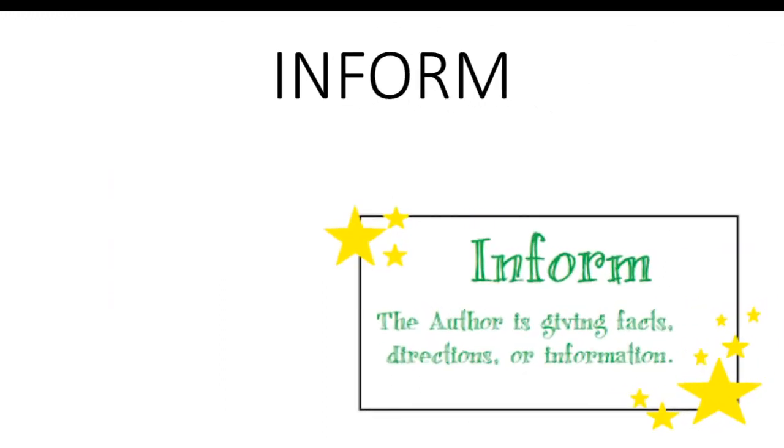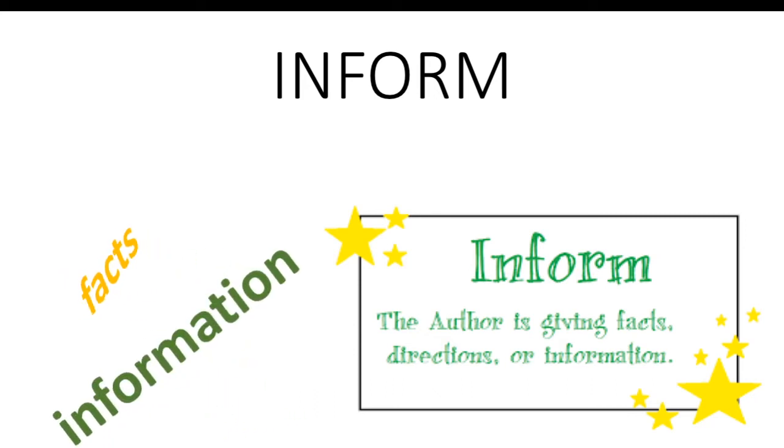Inform is another reason why the authors write the story. Like we had a story, Life Cycle of a Pumpkin. That was the story that was informing us. It has lots of information and lots of facts. When the author is providing us with lots of information and lots of facts in the story, he is writing the story to inform us. From stories like this, we learn lots of new things. So that is the second reason, to inform.